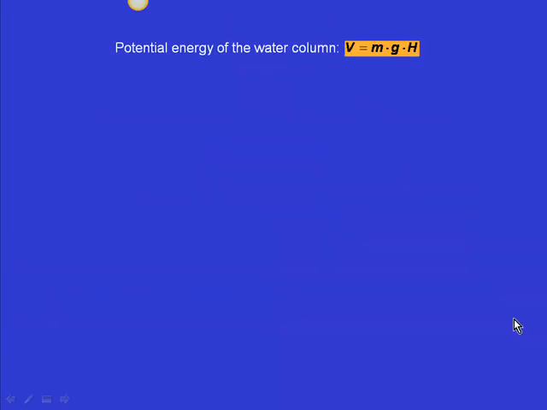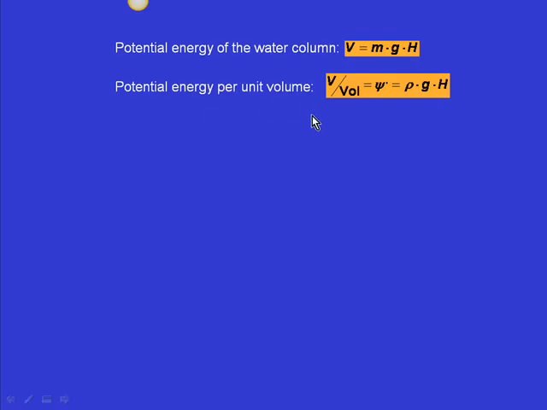Okay, so in general, if we go to high school physics, you probably remember that the potential energy is given by mass times gravity times the height of an object, right? So it's the energy that an object has just by virtue of the position where it is. So that is the potential energy of the water column. But we can also say that the potential energy per unit volume, if we divide this potential energy over the volume, we get mass over volume, we get density. So this is the potential energy per unit volume in the water column, rho times g times h.